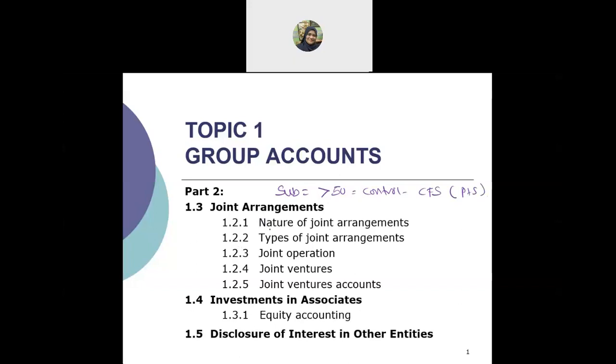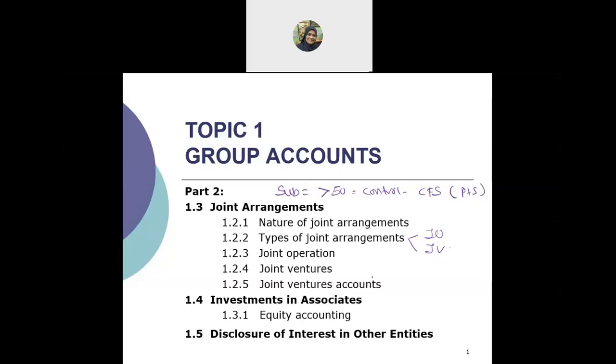So for joint arrangement, we're going to look at the nature and types of joint arrangement. Normally for the types of joint arrangement, we have two types here. Either joint operation, and the other one is joint ventures. So details about joint operation and joint ventures, and then prepare the joint venture accounts. Okay, and then after that, we're going to have investment in associates.